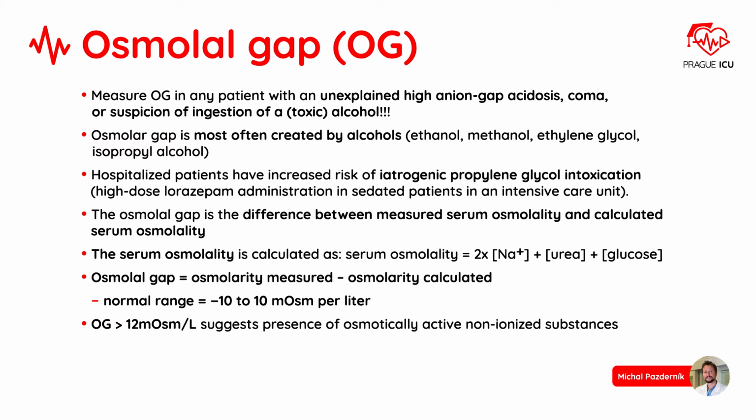The osmolal gap is the difference between measured serum osmolality and calculated serum osmolality. The serum osmolality is calculated as 2 times level of sodium plus urea and glucose. Osmolal gap equals osmolality measured minus osmolarity calculated, and normal range is from -10 to +10 milliosmoles per liter. Osmolal gap above 12 milliosmoles per liter suggests presence of osmotically active non-ionized substances.